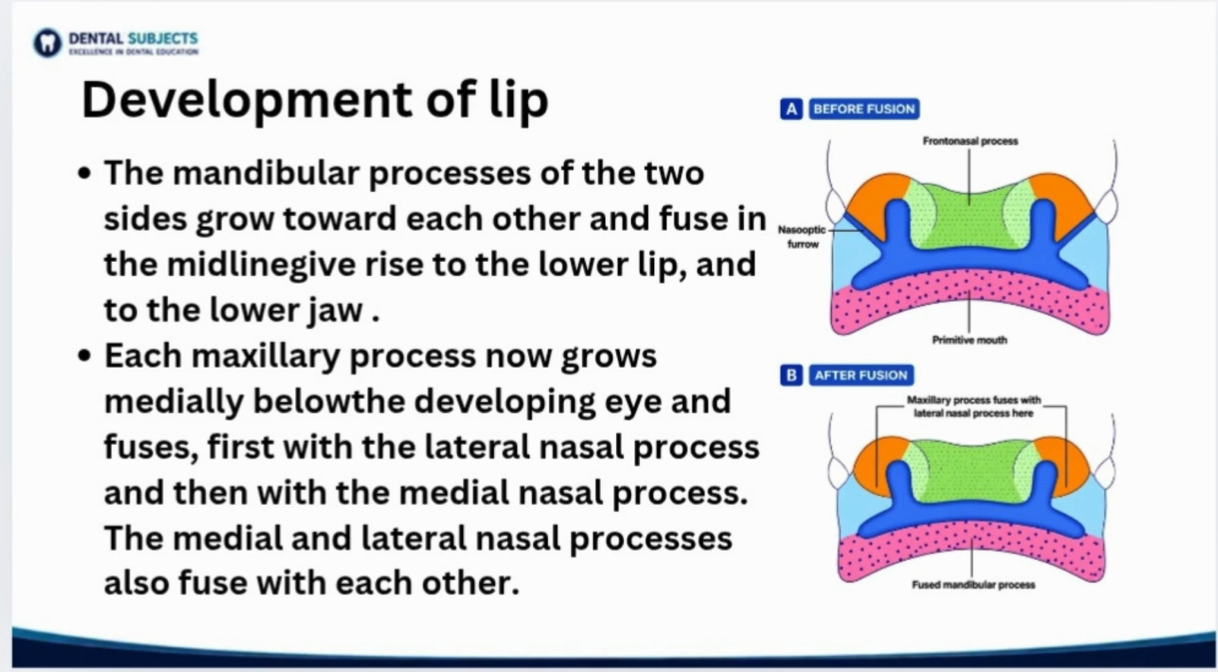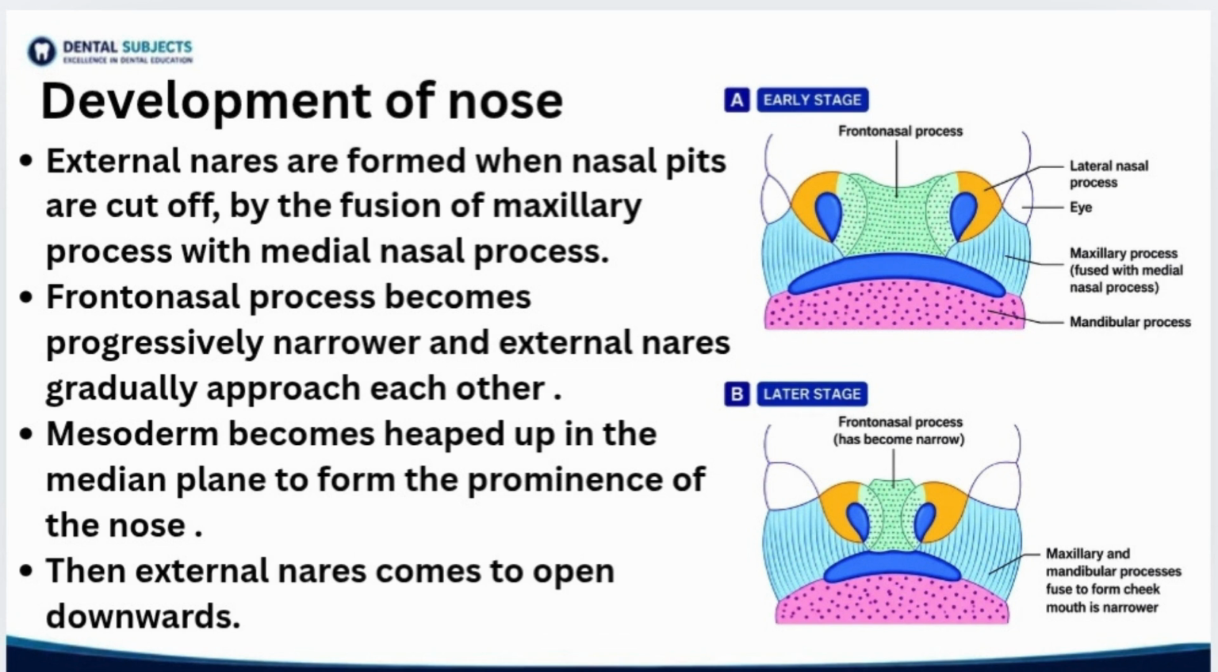So the lower lip is formed from the mandibular process and the upper lip is formed from the maxillary process, except the philtrum of the upper lip, which is formed by the frontonasal process. Okay. Then the development of nose.